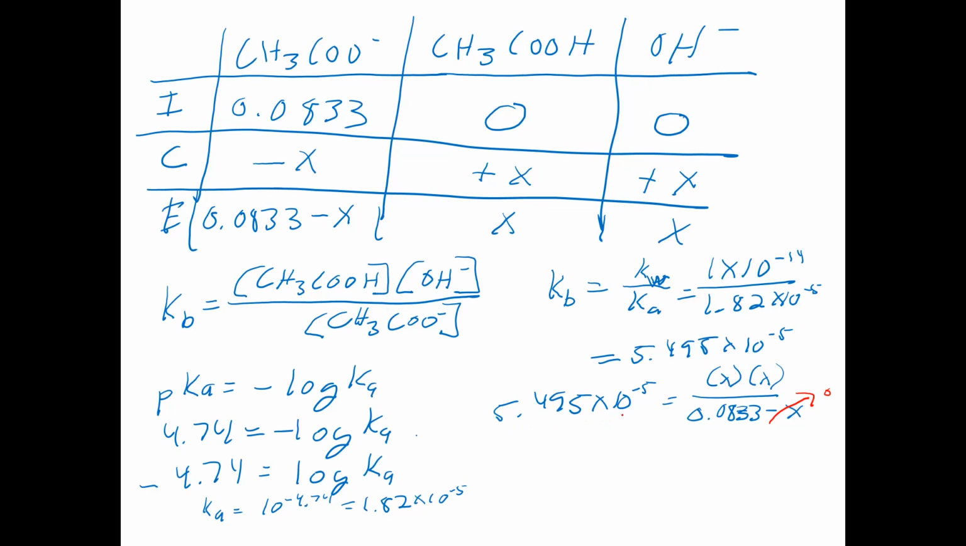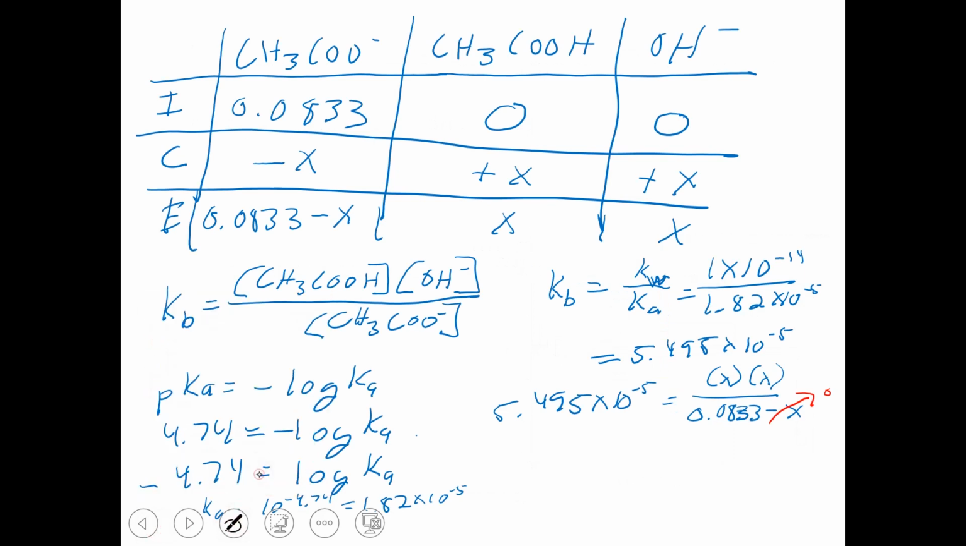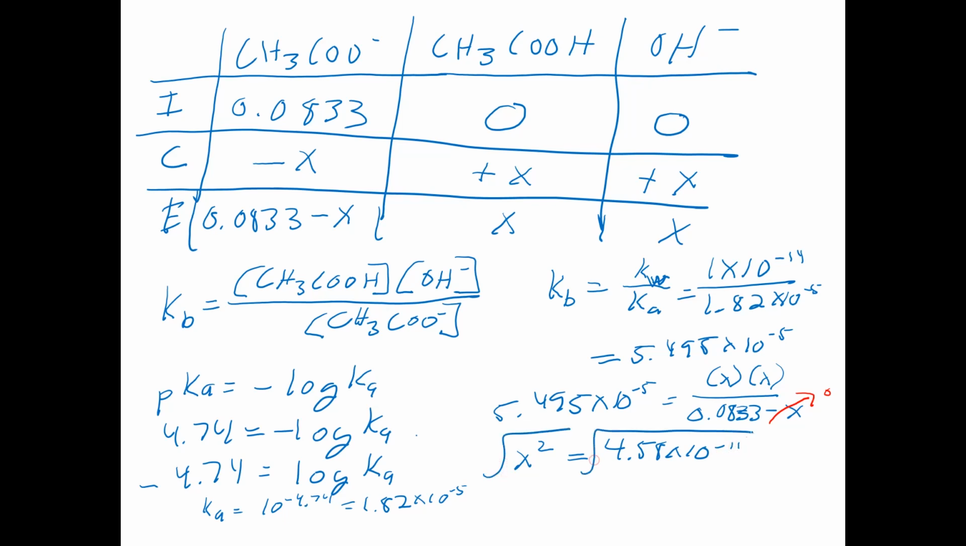So if we take 5.495 times 10 to the negative fifth, times 0.0833, we get, so X times X is X squared, and if we multiply these two together, we get 4.58 times 10 to the negative 11th. So if we take the square root of both sides, X is equal to 6.77 times 10 to the negative 6. And since we called the hydroxide ion concentration X, this is also the hydroxide ion concentration. So we get 6.77 times 10 to the negative 6 molar.